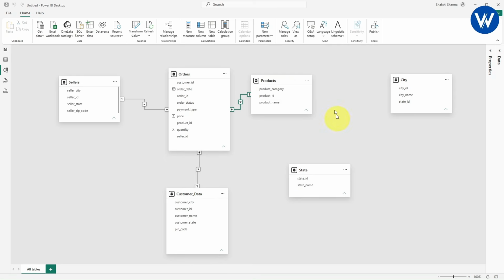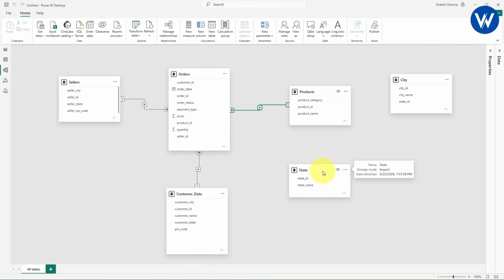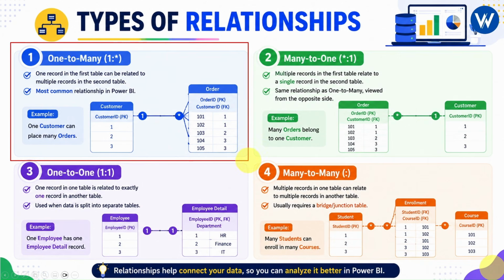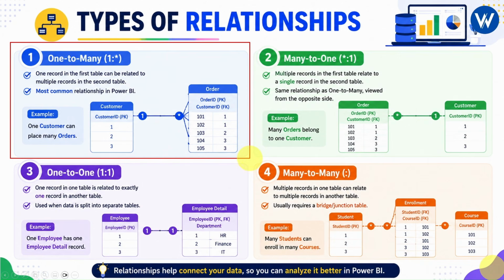Let me close it. Now look here, guys. This is how you can create the relationship between multiple tables. Now let me show you guys all the different types of relationship. The first one is one to many, which is very important, guys. You just need to focus on the screen.